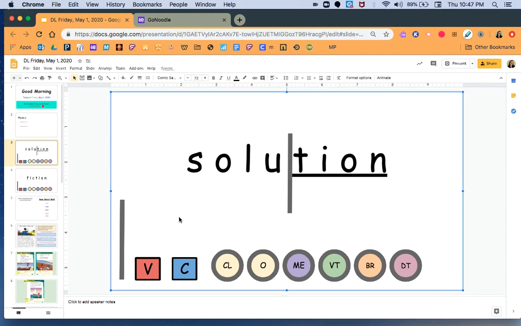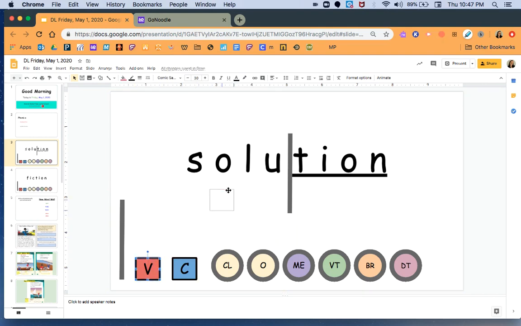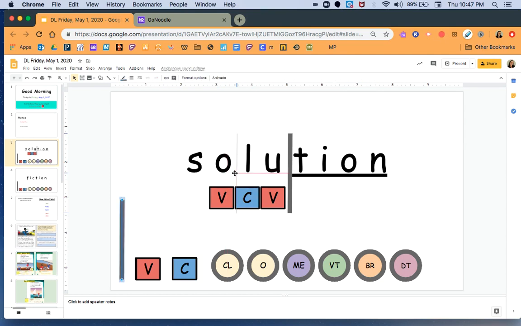Okay? So since we know that's going to be a syllable chunk, we're going to put our syllable thing there. Okay, so let's look for our vowels. I see an O, and I see a U. And let's go ahead and put our consonant. Usually, what's our tiger rule? We're going to break it after that first vowel and see if it makes sense.